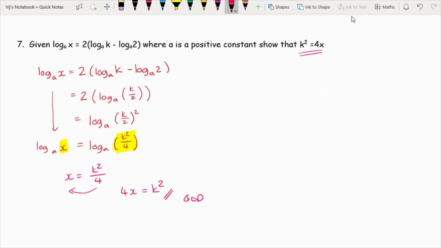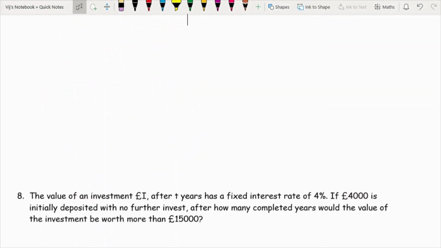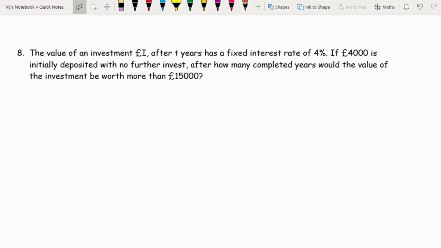So moving on to question 8. You may have encountered something like this at GCSE, which is looking at compound interest. At GCSE, your teachers probably instructed you to use trial and error, or randomly put years in to see whether you get a value of 15,000. What we're going to do is show you a more accurate way of getting through this. So let's have a look at this particular question.